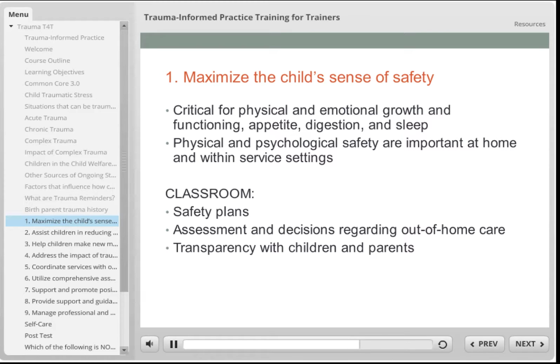Some ways that this can be highlighted in the classroom include considering a child's trauma history when developing safety plans with parents and the child's team, utilizing SDM when making decisions about out-of-home care, and weighing the trauma of separation when developing an out-of-home safety plan. Encourage social workers to practice how they will have conversations about safety with the child, parents, and their team. Being honest and transparent about the safety concerns is critical to creating a safety plan.